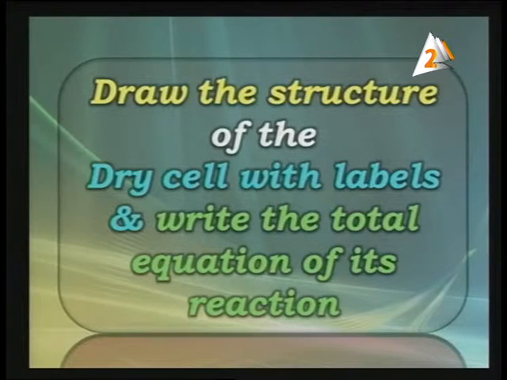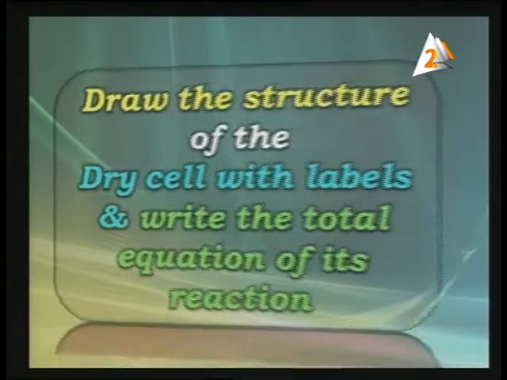Any one of these devices or shapes or figures must have labels. Why? Because you must know the name of each part and its function. Revise this very well. Remember this very well. So the question here: draw the structure of the dry cell with labels and write the total equation of its reaction.